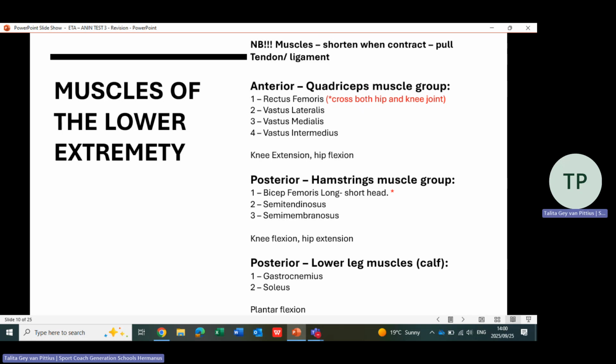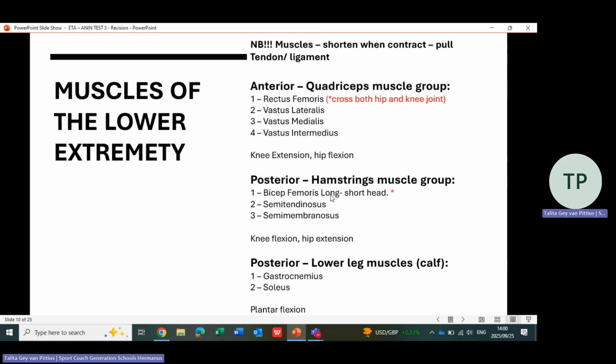So the vastus lateralis is not responsible for hip movement because it doesn't cross the hip. It only crosses the knee. So the vastus muscles, all three of them, are responsible for knee movement. And remember, because it's on the anterior part of the upper leg, it is causing knee extension, right? And the rectus femoris is the only one that's causing knee extension and hip flexion.